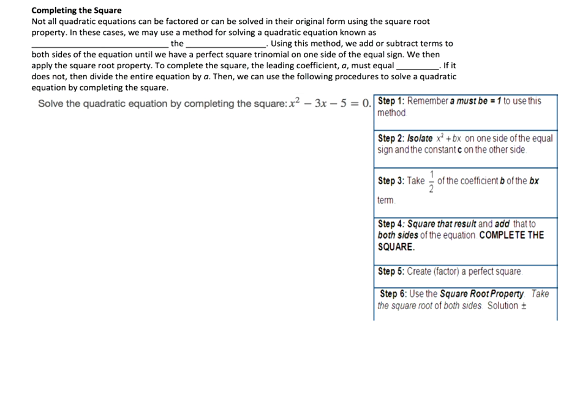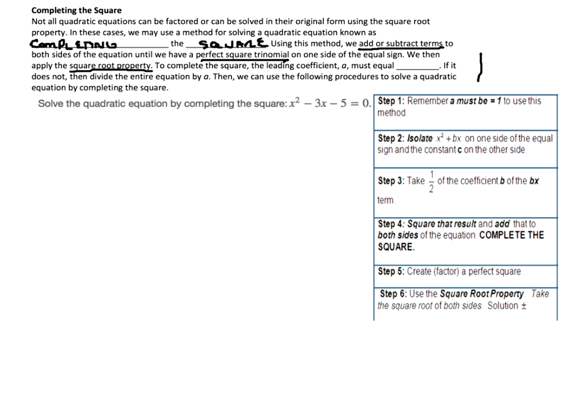Okay, so completing the square. Not all quadratic equations can be factored or solved using the square root property. In these cases, we may have to go to a method called completing the square. Using this method, what we do is we add or subtract terms that are going to create a perfect square trinomial that then we can use the square root property to solve.